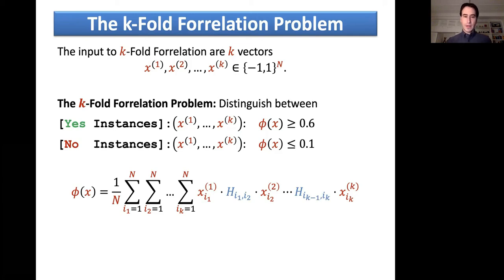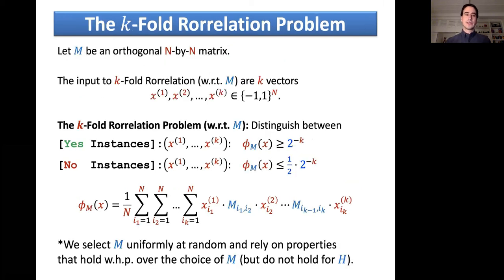Unfortunately, our new results do not apply for this Forrelation problem. We rather need to make two changes in it. The first change is that we take M to be a random orthogonal n by n matrix rather than the Hadamard matrix. So we pick M uniformly at random from all possible orthogonal n by n matrices, and our statement holds with high probability over this choice.